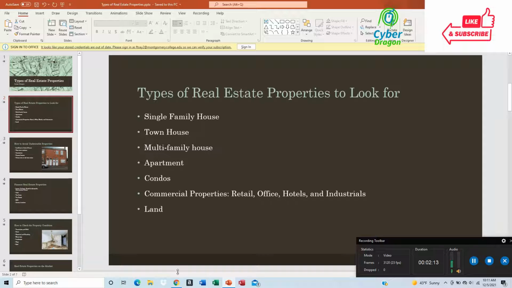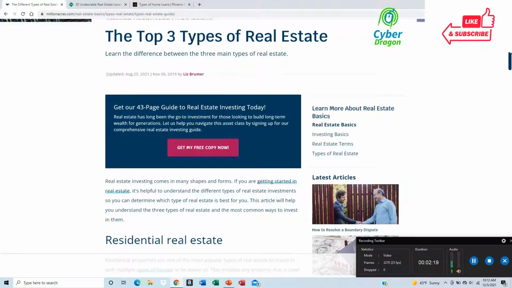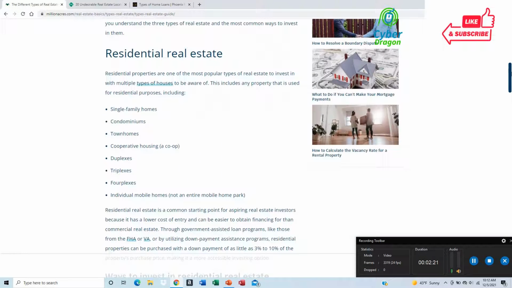Okay, I'm gonna show you guys the types of real estate properties in more depth. I'll summarize it for you. Okay, let's start with residential.